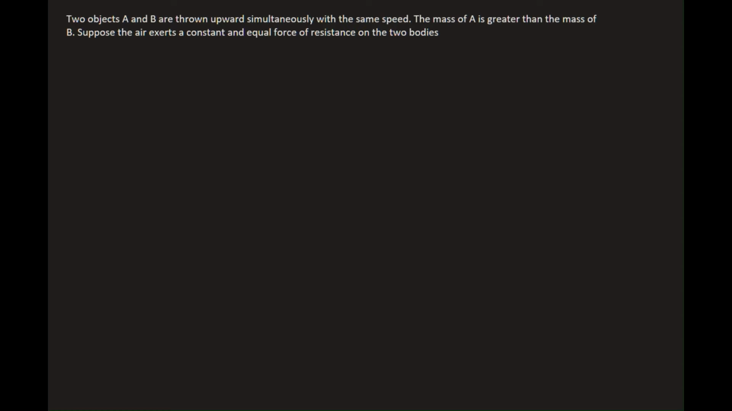Today our question is, and a very good question. Two objects A and B are thrown upwards simultaneously with the same speed. The mass of A is greater than the mass of B. Suppose the air exerts a constant and equal force of resistance on the two bodies.